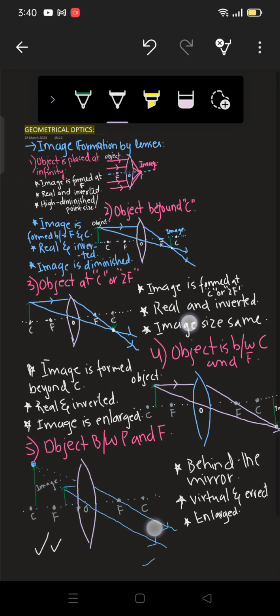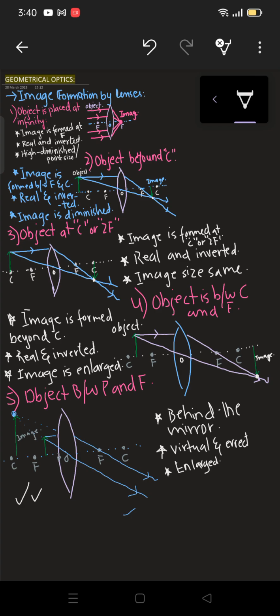So this was all about today. In the next class, we'll be going with thin lens formula, which is also known as lens equation. Alright, so this was all for today.